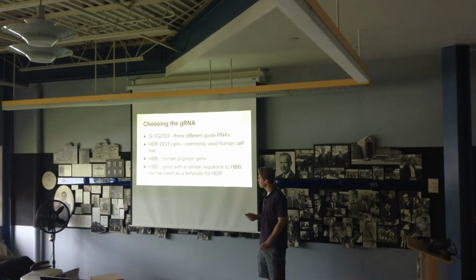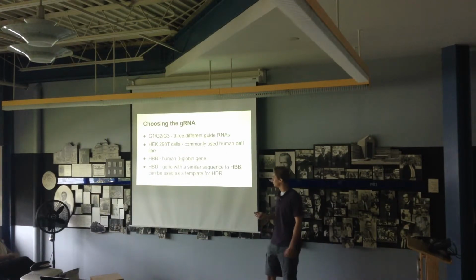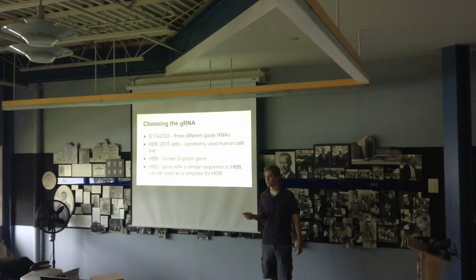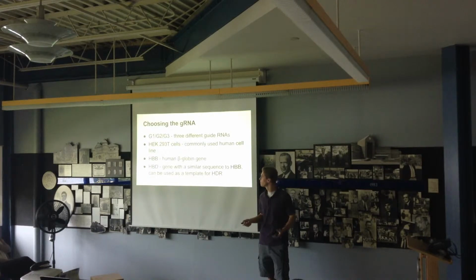All right. So the first thing the researchers had to do was choose the guide RNA that they wanted to use in the actual embryos. They had three potential guide RNAs, G1, G2, and G3. And to choose between them, they didn't use embryo cells because those are kind of hard to work with and hard to culture. Instead, they use these HEK293T cells, which is just a very commonly used cell line that's easy to culture and easy to grow.